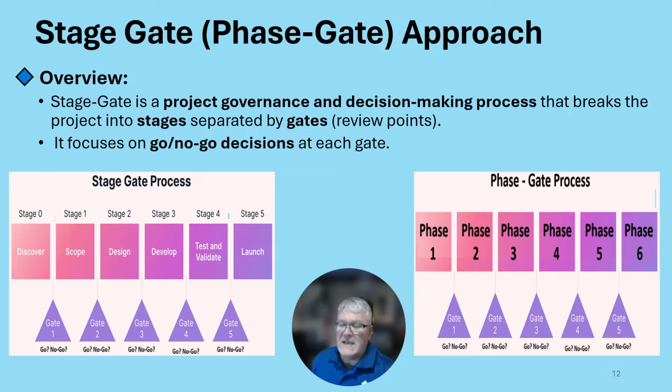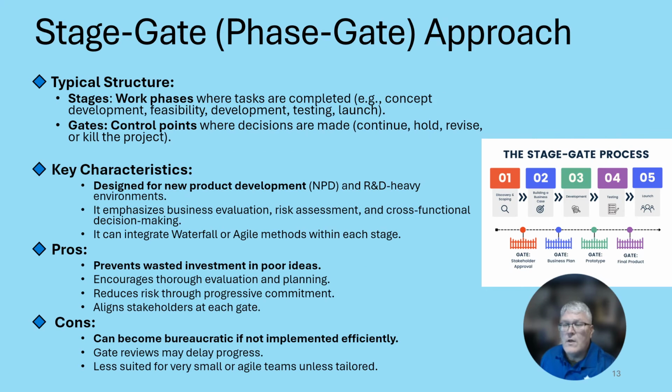The stage gate or phase gate approach is similar to the waterfall approach, but a stage gate is a project governance and decision-making process that breaks the project into stages separated by gates or review points. It focuses on the go, no-go decisions at the gate, whether or not to proceed. There are two parts to the stage gate or phase gate approach. The typical structure is as follows.